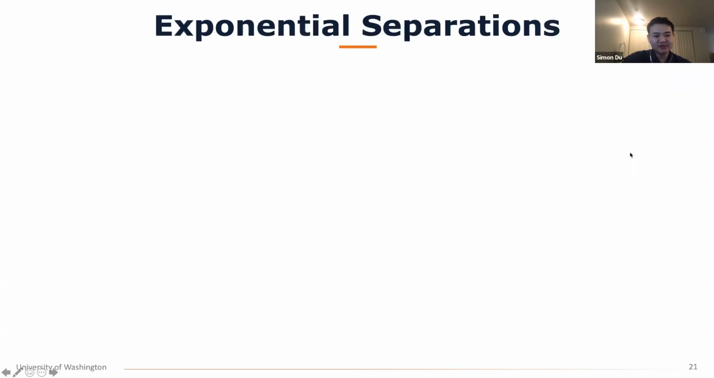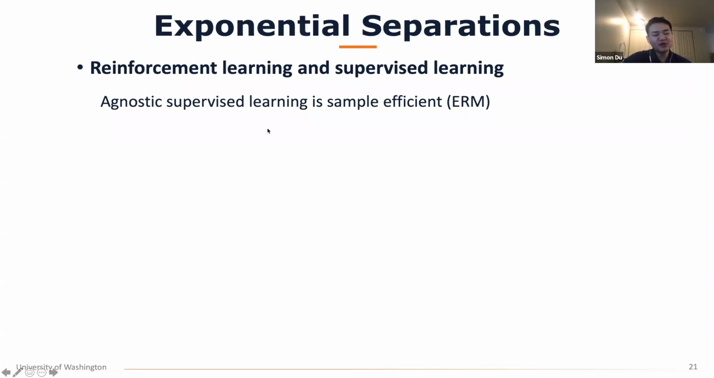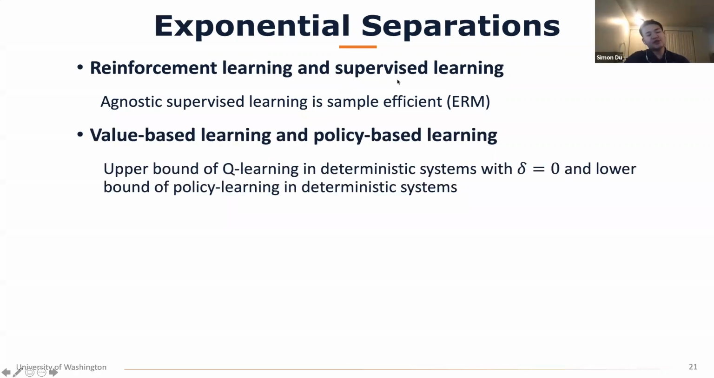I would also mention some interesting separations. If you compare reinforcement learning and supervised learning, we know that even in the agnostic case, you can use ERM to find a near-optimal policy, let's say a classifier or predictor, with a polynomial number of samples. But for reinforcement learning, you need to pay an exponential number of samples. Secondly, there's a separation between model-based learning and policy-based learning. If you have no approximation error and your transition and reward are deterministic, there is a polynomial upper bound. On the other hand, we have an exponential lower bound for the policy case, even in the realizable case in this deterministic system. So there's an exponential separation between model-based learning or Q-learning and policy-based learning.